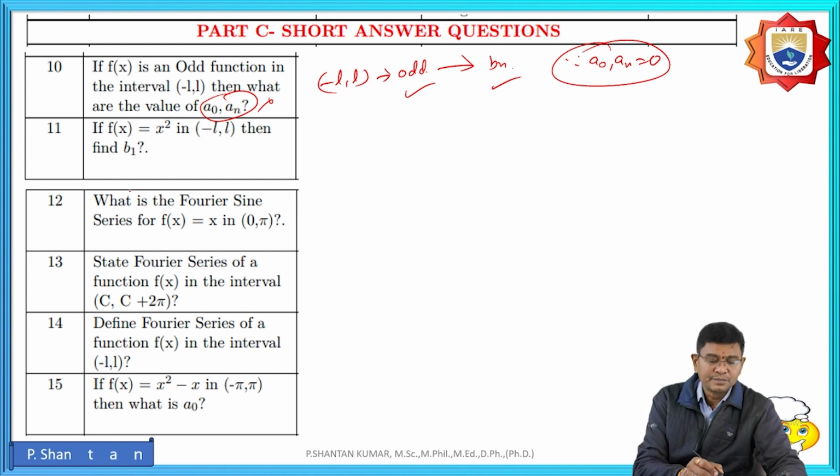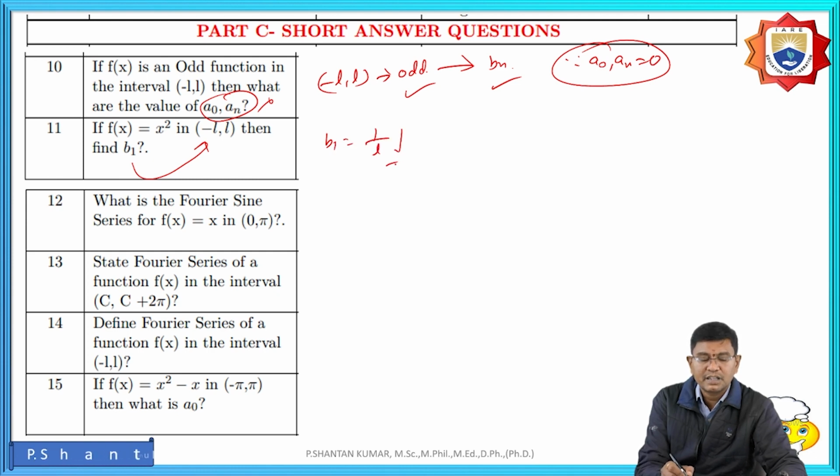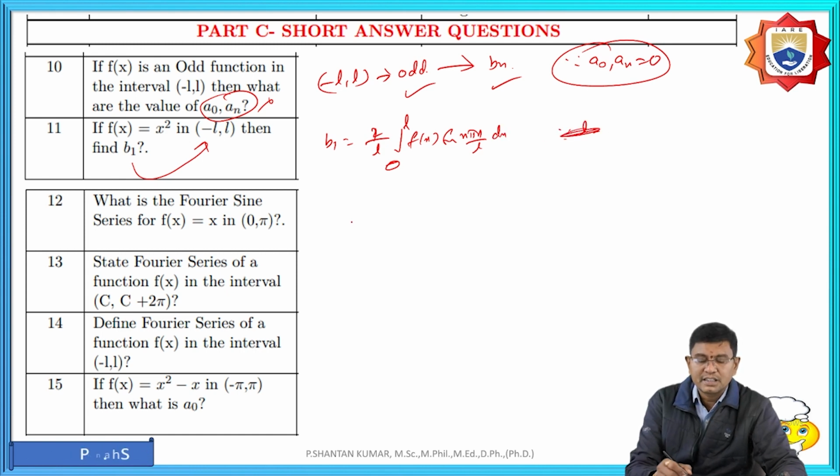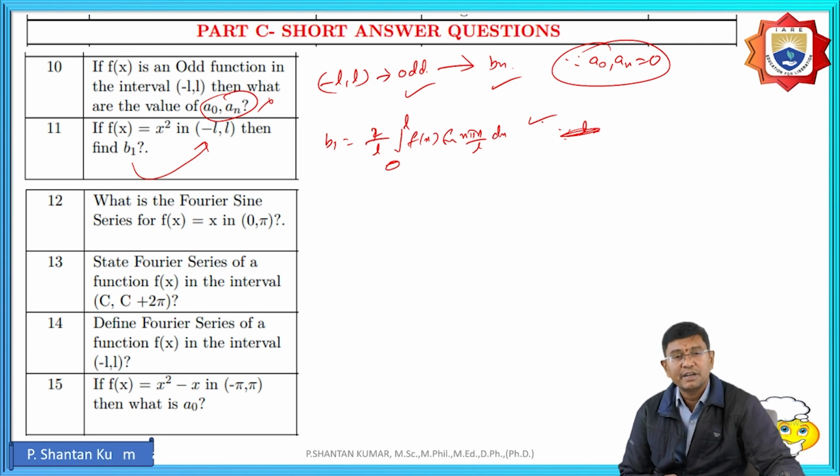And next one, here what is the value of b1? That is the condition. b1 is nothing but 2 by L integration 0 to L, f of x sin n pi x by L into dx. Since L is given, they are asking to find the solution, that is the b1 value only.